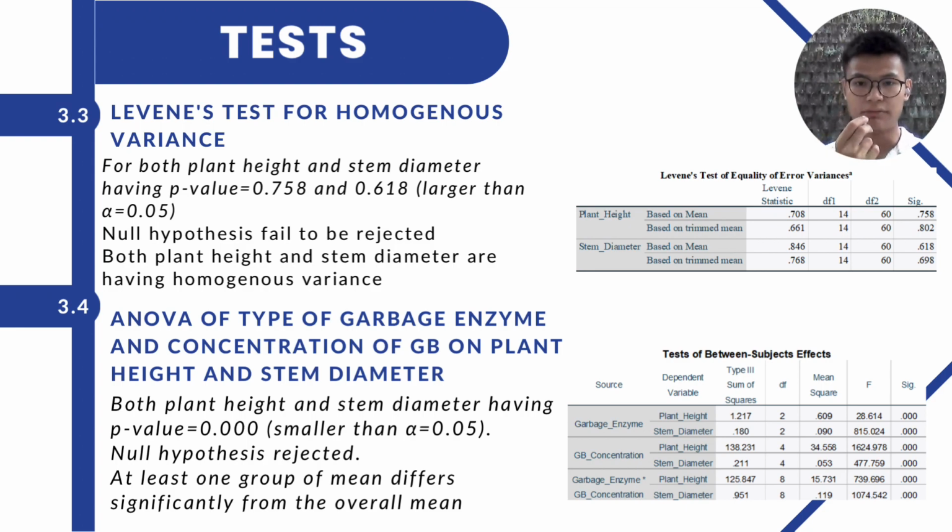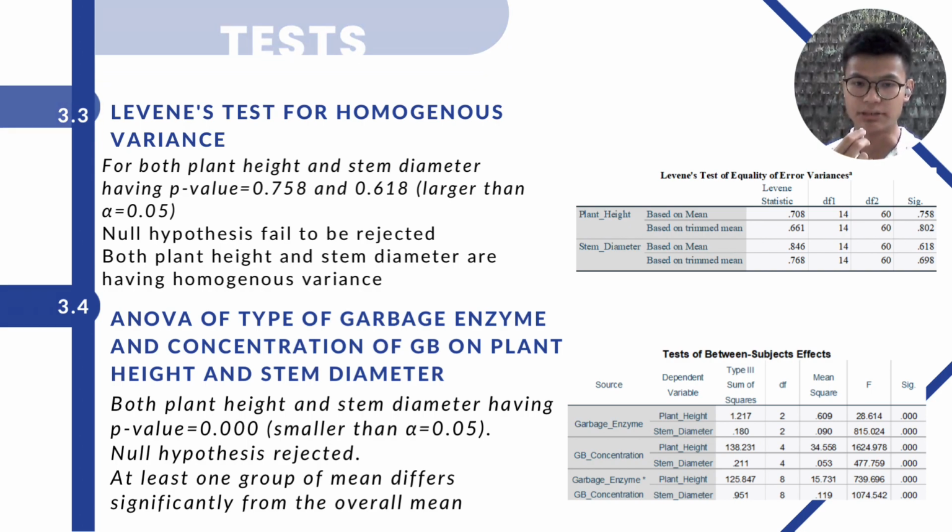So as in 3.4, the ANOVA of type of garbage enzyme and concentration of garbage enzyme effect on the plant height and stem diameter. Both have p-values smaller than alpha value 0.05, so the null hypothesis is rejected. So there is at least one group mean that is different from the overall mean.